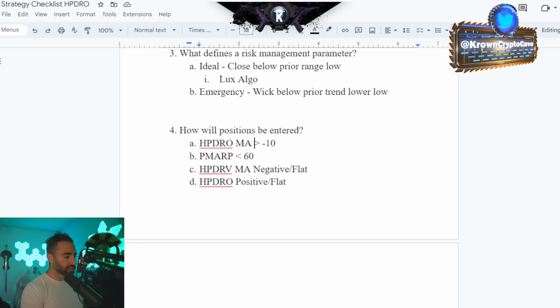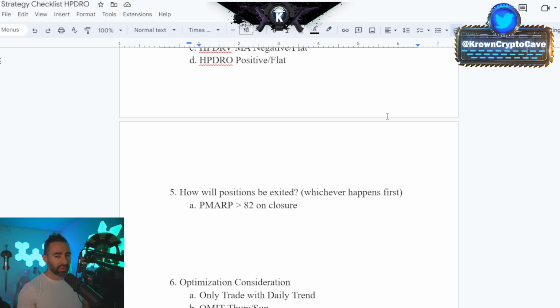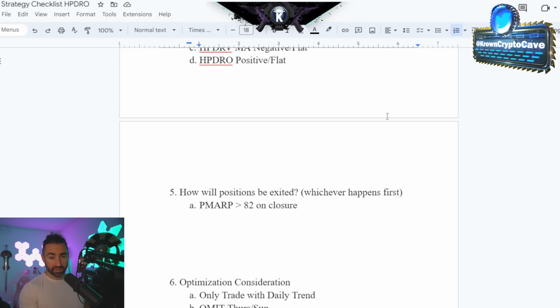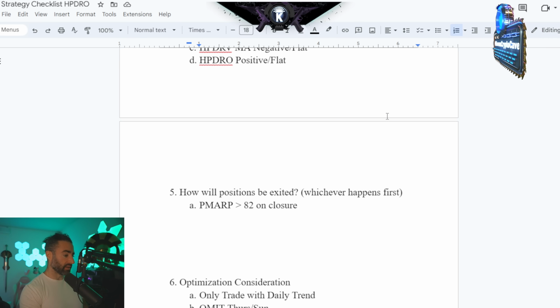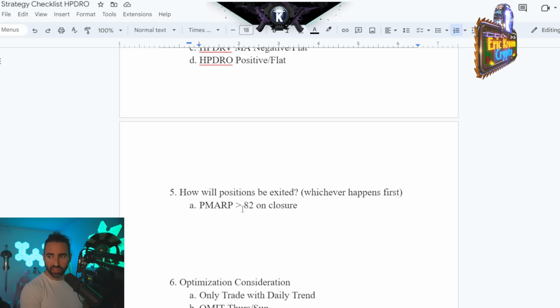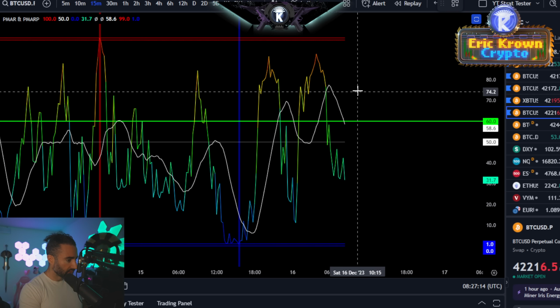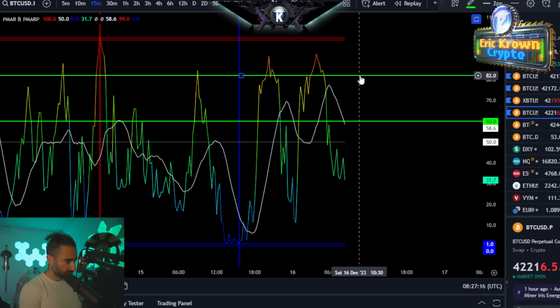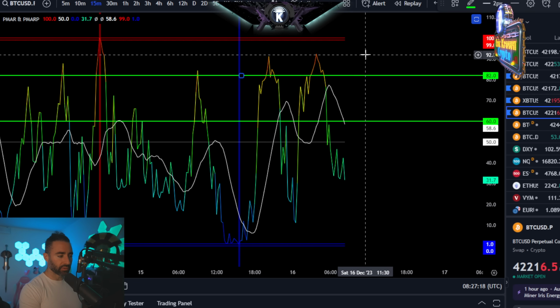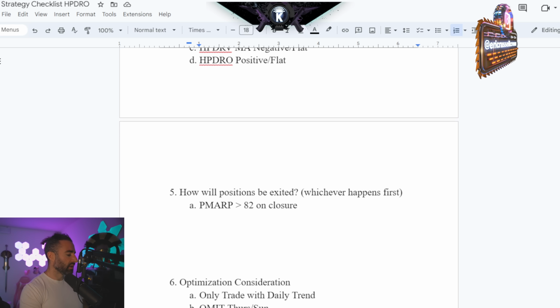We wait for what? A signal to exit. So there's only two ways to exit this thing. Either the take profit gets hit or the risk management gets hit. What's the take profit? PMARP must be above 82 percentile. So in this case, 82 would be right here. So if it gets up there on closure, okay, out.